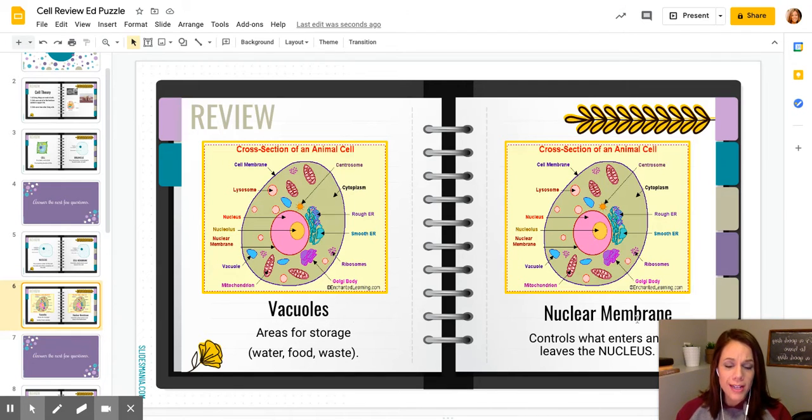The nuclear membrane has almost the exact same function as the cell membrane, but instead, the nuclear membrane just surrounds the outside of the nucleus. The cell membrane surrounds the outside of the cell and lets things in and out. So the nuclear membrane allows things to enter and leave the nucleus.